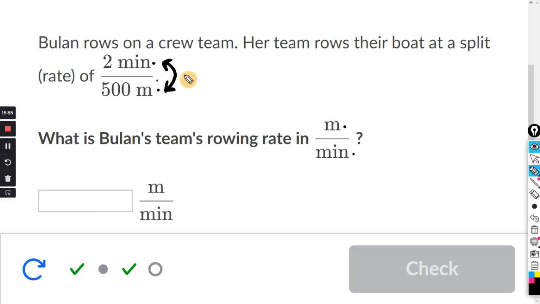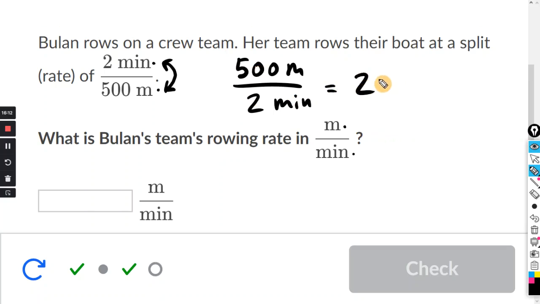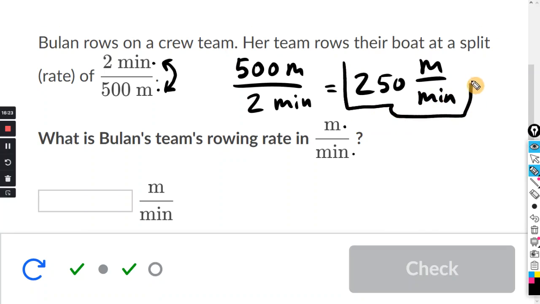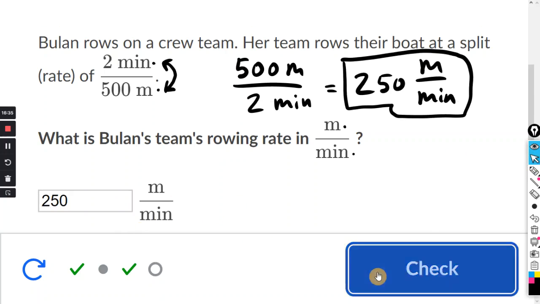All right, so let's do that. 2 minutes over 500 meters, I'm going to make that 500 meters divided by 2 minutes. Okay, 500 divided by 2 is 250. And that's in meters per minute. Okay, I hope that's correct. I can't really think of anything else here because, like I said, there's no units to convert. So let's see. They have meters per minute. We'll just type the 250. And that's it.